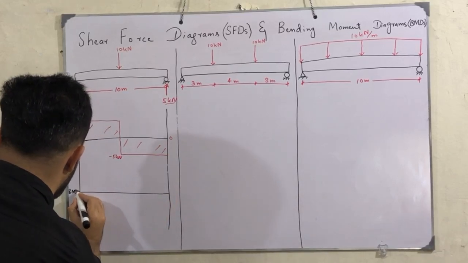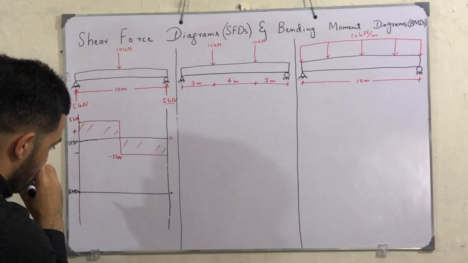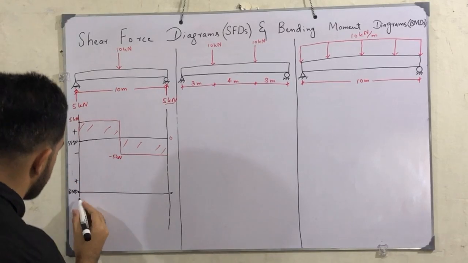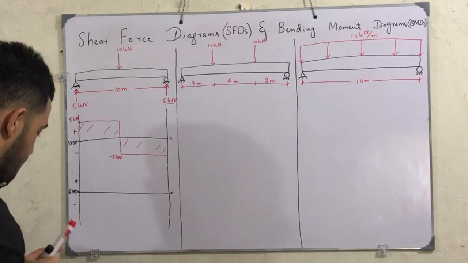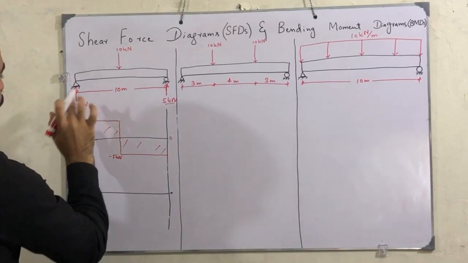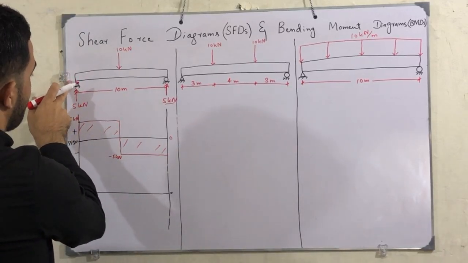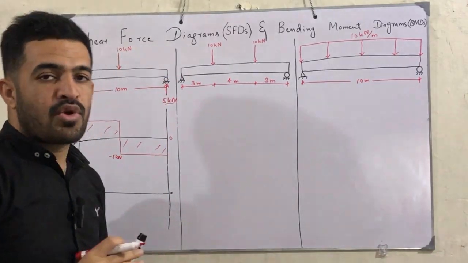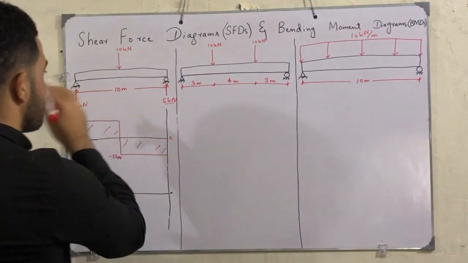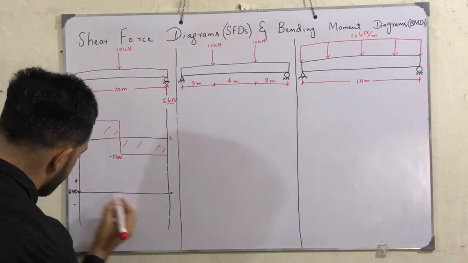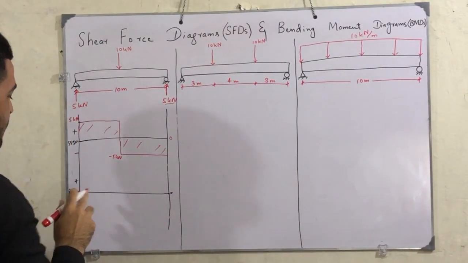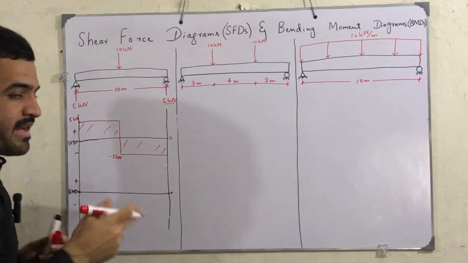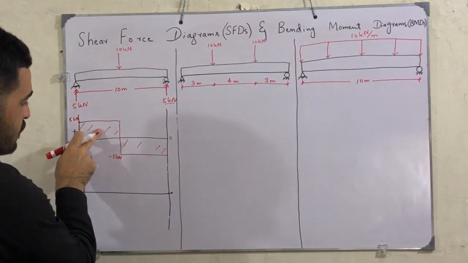Again, this is the zero line for the bending moment diagram. Above it is positive bending moment, and below is a negative bending moment. First, we know that on a pin support and on a roller support, the bending moment is always going to be zero because it cannot resist it. There is no bending moment over here. So here it will be zero, here it will be zero.